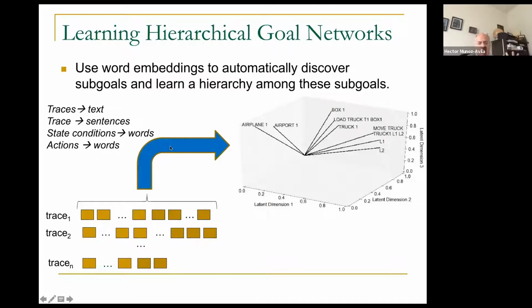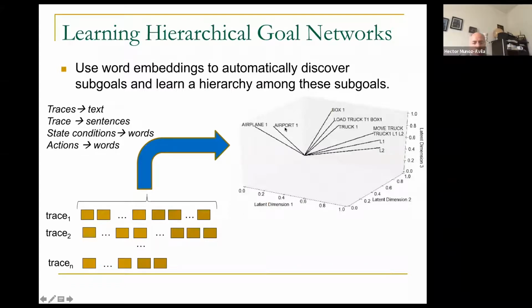And then they give it to a word embedding tool like word2vec. The way these word embeddings work, in particular word2vec, is they will look at the context in which a word appears. For example, it will look if a particular condition frequently happens before a particular effect.